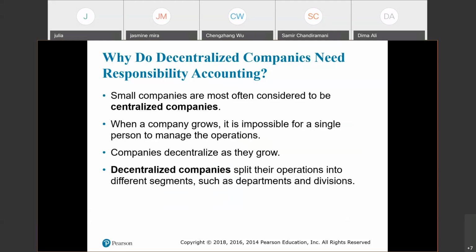But in some big companies, or as the company grows, it is impossible for a single person or a single team to manage the entire organization's daily operations. So, most companies decentralize as they grow. Here is the definition of decentralized companies. Decentralized companies split their operations into different segments, such as departments and divisions.